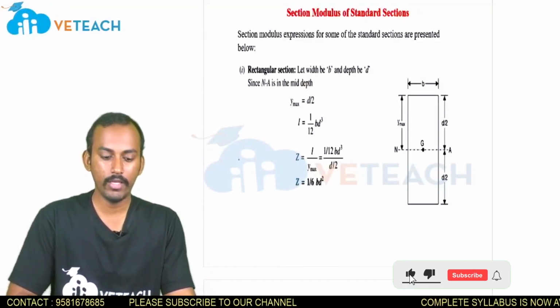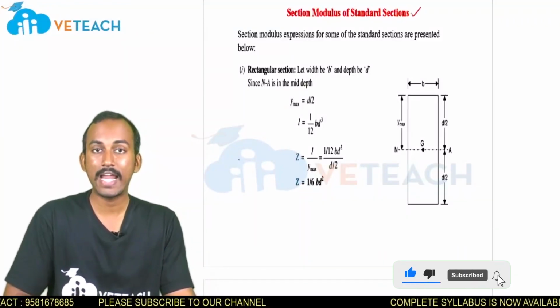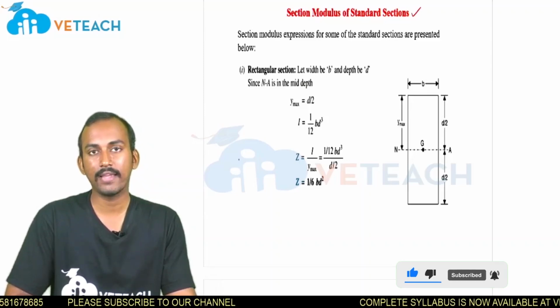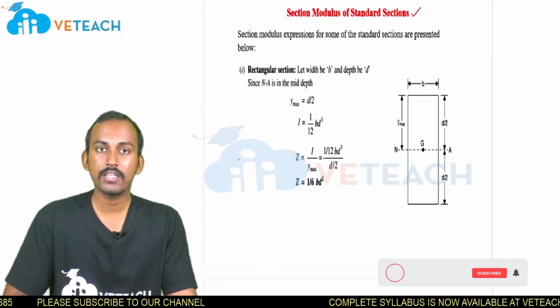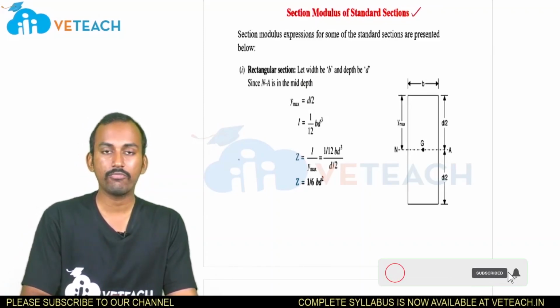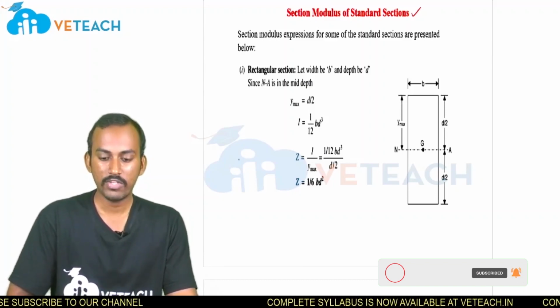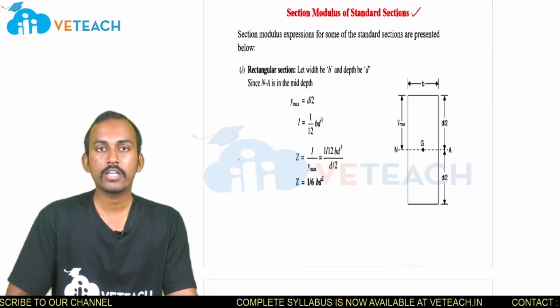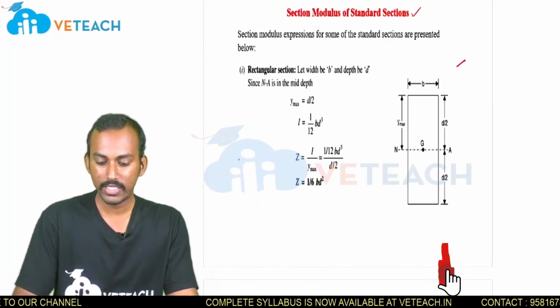So today we are going to learn about the section modulus of standard sections, that is rectangular, triangular and circular. For these sections we have to derive the equation for the section modulus. So first of all, what is the section modulus? Section modulus is indicated with the symbol Z.